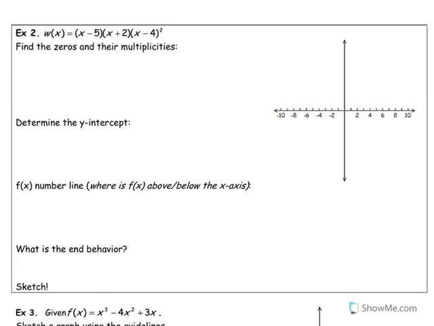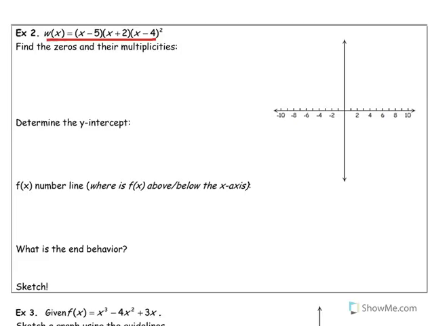All right, so let's look at this example together. This example is going to go a little bit quicker because we already did the introduction. So I'm just going to walk you through these steps in another example, and then I'm going to have you practice example 3 on your own. So we're given the function w of x equals (x minus 5) times (x plus 2) times (x minus 4) squared. So again, this function is in factored form. In example 3, you're going to have to put the function in factored form, and I can help you out with that to start you off.